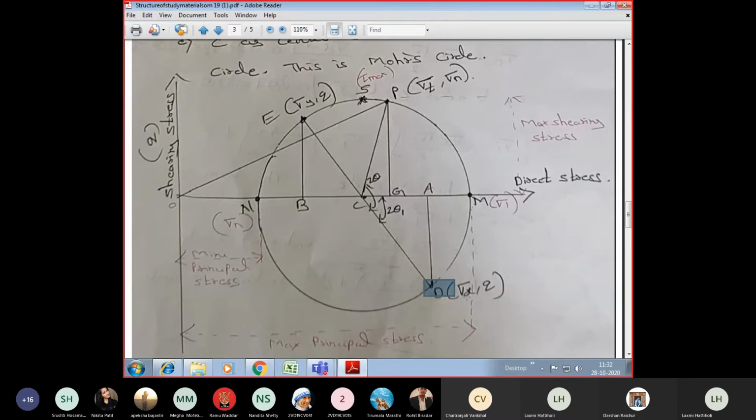Suppose it is 20 Newton per mm square, you need to convert it using some scale. If, say, 1 Newton per mm square is equal to 1 centimeter, then 20 Newton per mm square will become 20 centimeters. So from 0 to A, mark 20 centimeters, because our scale is 1 Newton per mm square equal to 1 centimeter. Of course, I have given you an example. You can use some other values also.